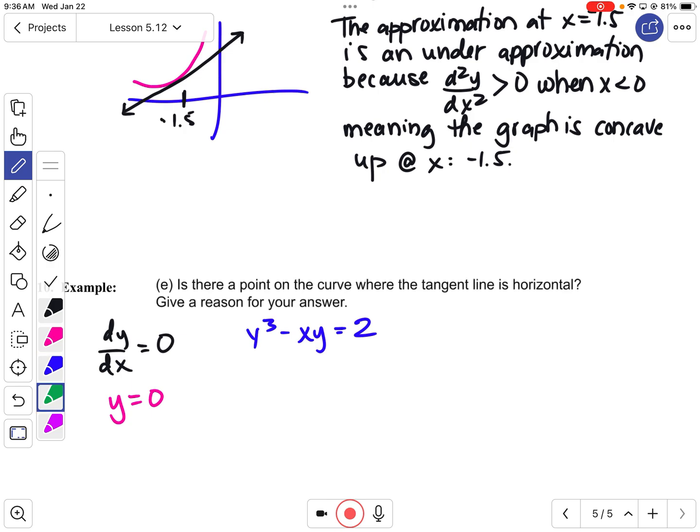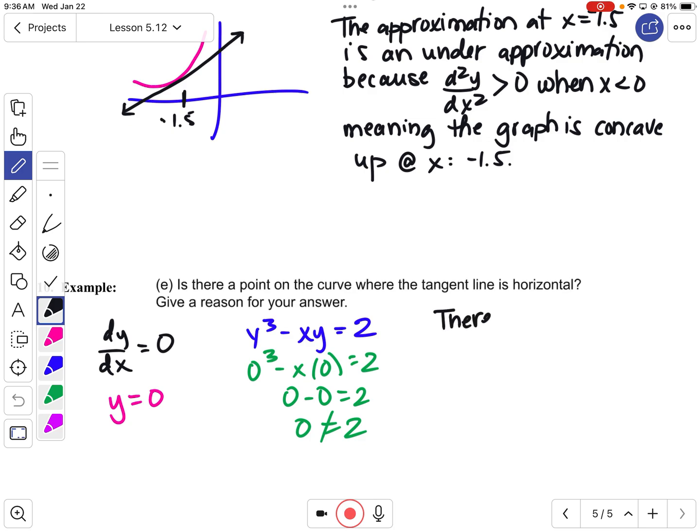Okay, if we plug in 0, 0 cubed minus x times 0 equals 2. 0 minus 0 equals 2. 0 equals 2. Is that true? No. So our answer, is there a point? No, there is no point on the curve where the tangent line is horizontal.